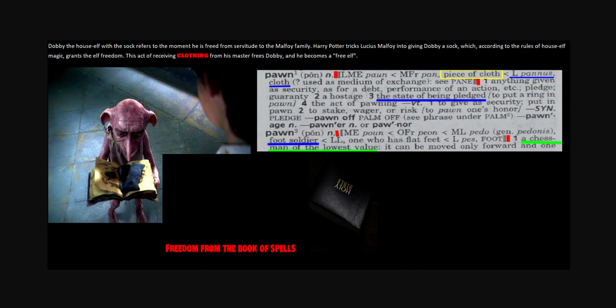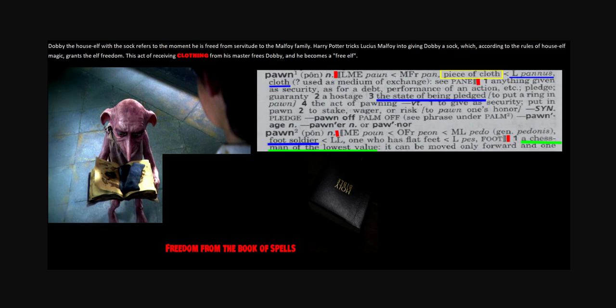A couple of days ago, I was researching the word pawn. And as I was doing so, I was like, wow, a piece of clothing. The root of this word pawn is referring to a piece of clothing.